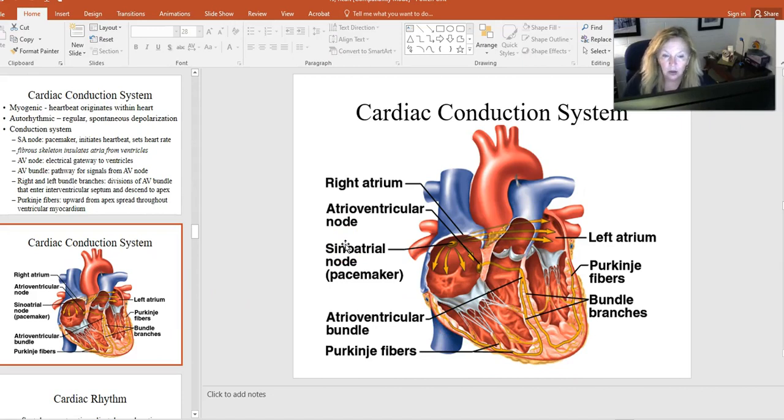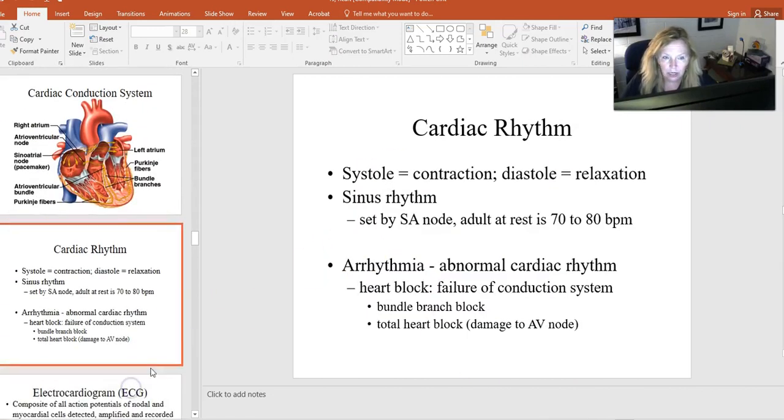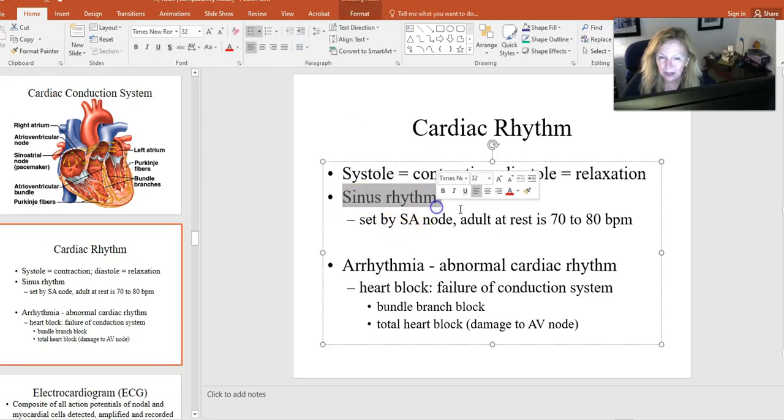actually contract. One complete cardiac rhythm is actually referred to as the sinus rhythm. Most adults at rest fall within 70 to 80 beats per minute. One rhythm, 70 of those or 80 of those. Now, there's really a broader range than that to be considered normal at rest for adults. It can be anywhere from 60 to 100, but most people fall within that 70 to 80. So beats per minute at rest.